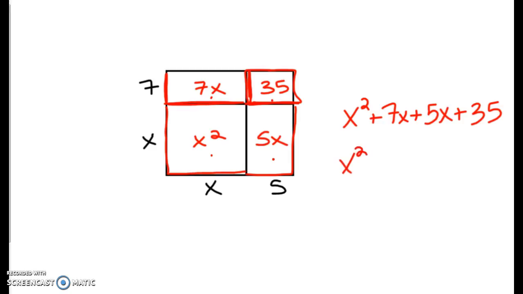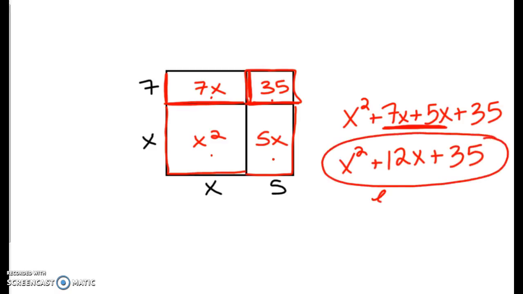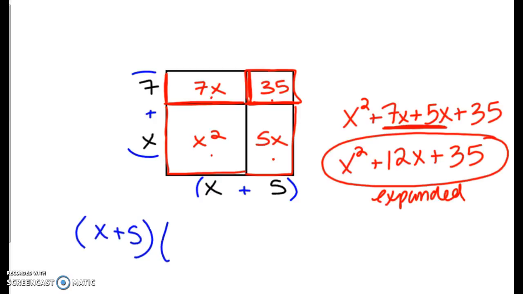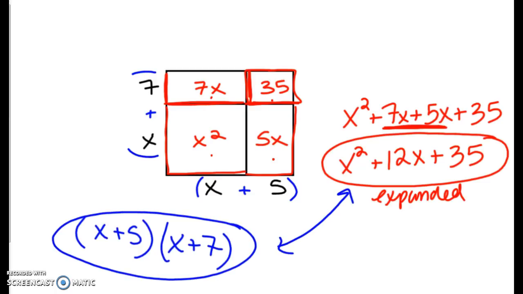Okay, so I have x squared, and we have combined here because they're like terms. So we get 12x plus 35. Okay, so this was my expanded form. And if I want to find the equivalent expression, I'm going to add up my dimensions and multiply them together. So I get x plus 5 times x plus 7. And this would be my factored. Okay, so these two, yes, they look different, but they are equivalent. One's just in expanded and one's in factored form.